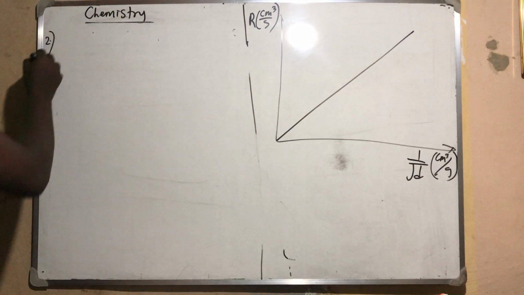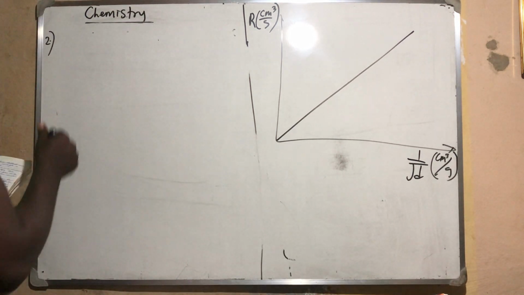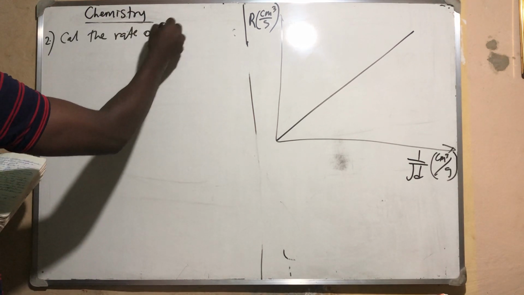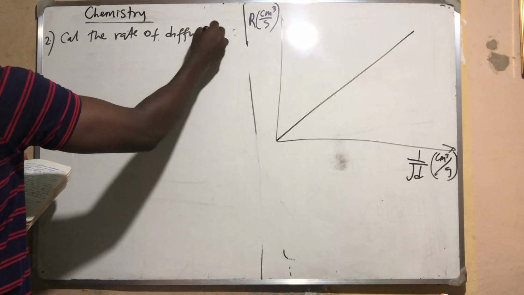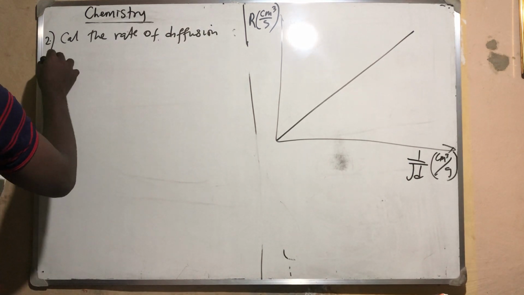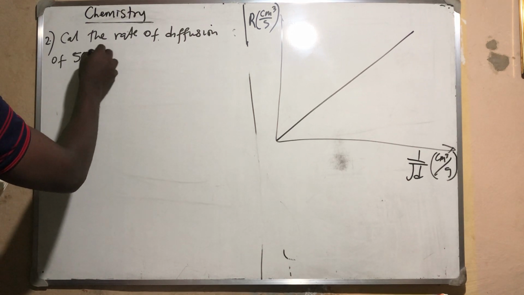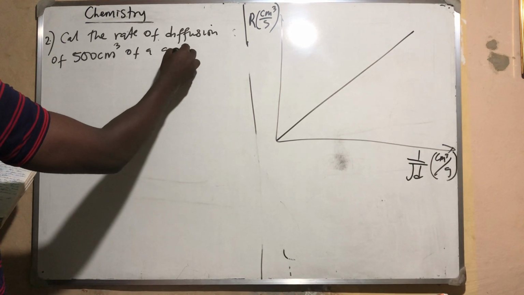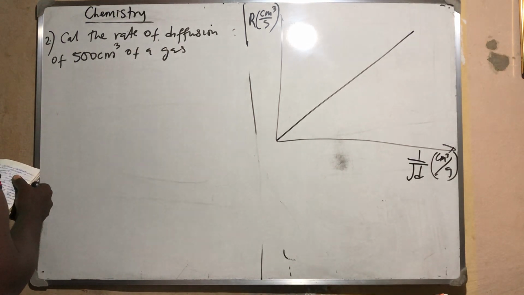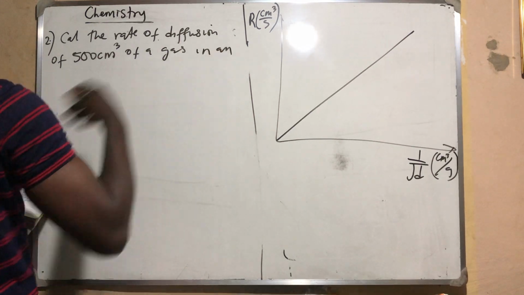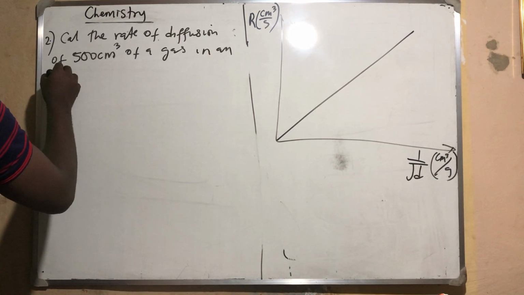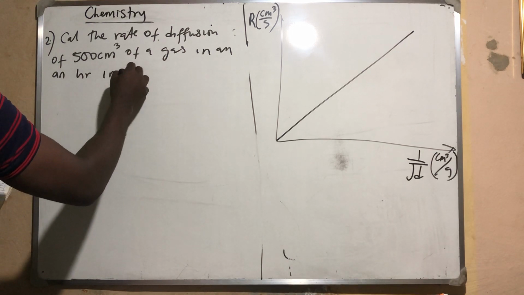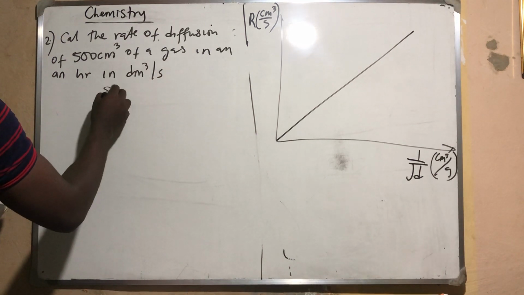So the next question, question number two. Question number two said, calculate the rate of diffusion of 500 cm cube of a gas in an hour, in dm cube per sec. Solution.